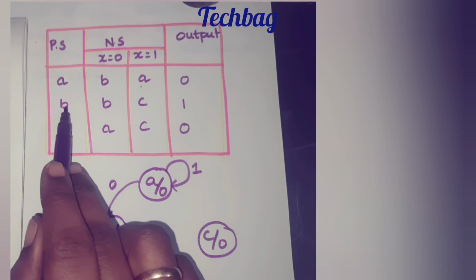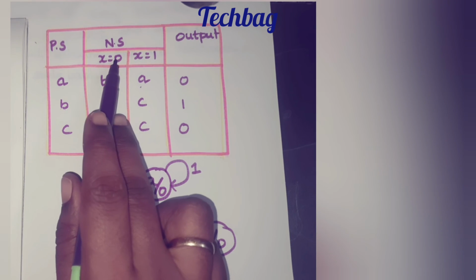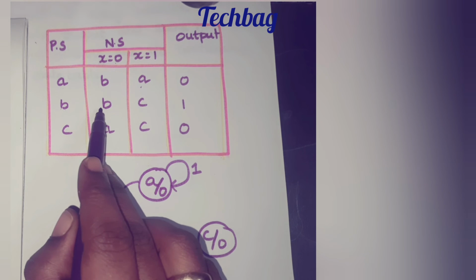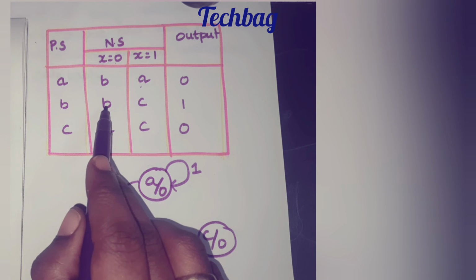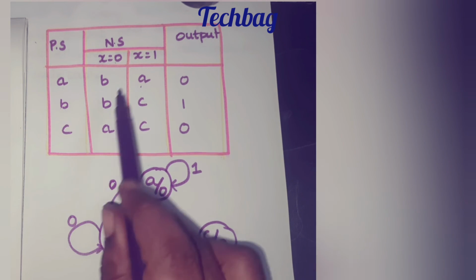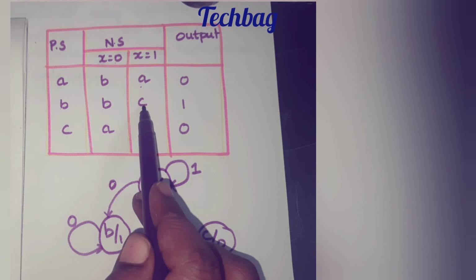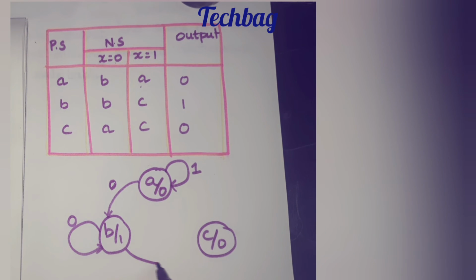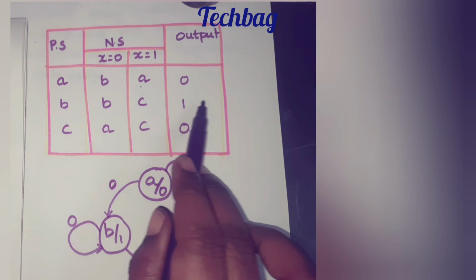Then first line over. Second line B. Input is 0. The next state is also B. So you should stay at the same state. So present state B. If input is 0, it should remain in the same state. B, X is 1. Then it moves to C. So you should move from B to C for X is equal to 1. Then second line is over.